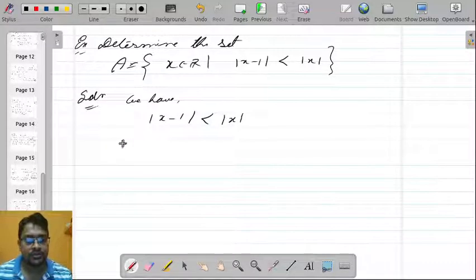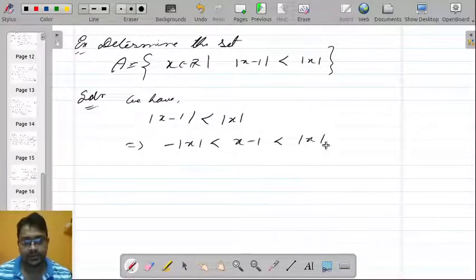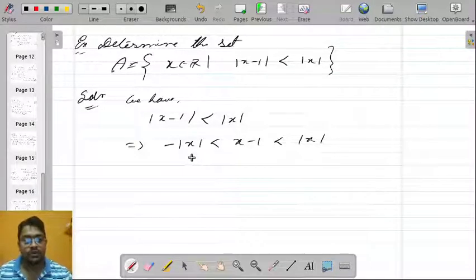Okay, so this means that what? This means that minus mod x is less than x minus 1 less than mod x. Okay, so this is the one. Okay, but we have to deal with this mod, right? So it's better to separate it into 3 cases.